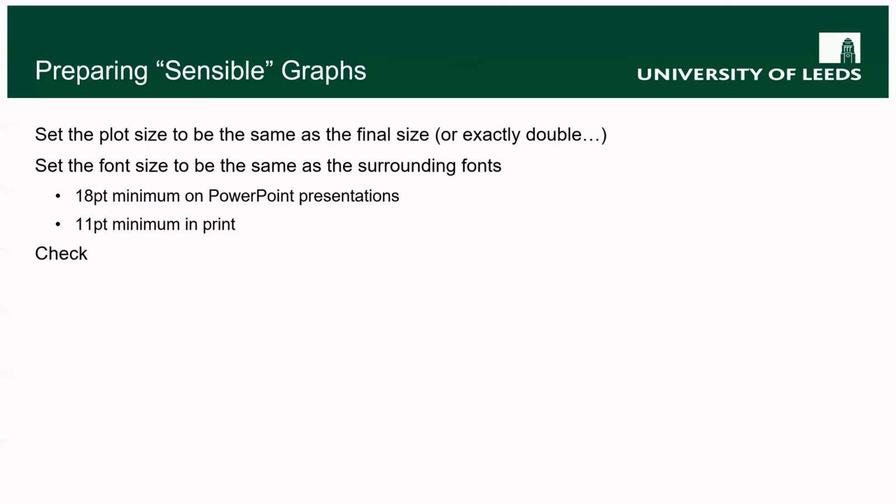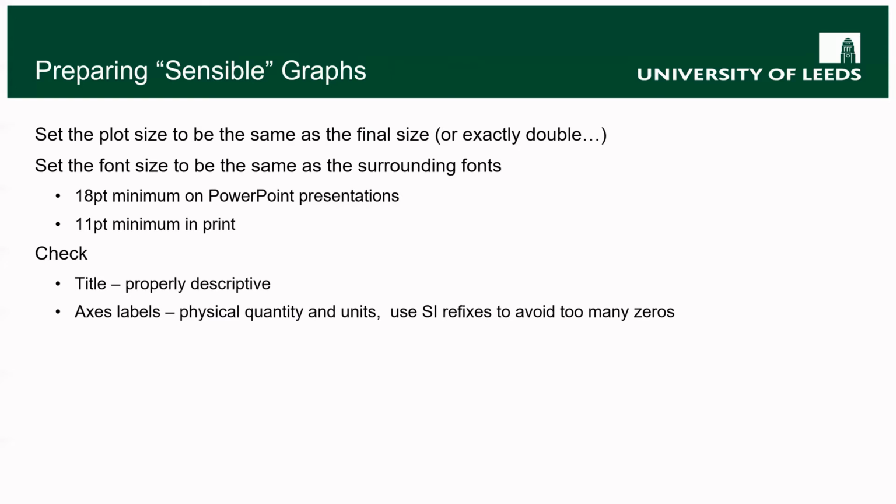So, things to check. Check you've got a title to the figure, and that it's properly descriptive. Check the axes labels are actually a physical quantity in units, and you're using SI prefixes to avoid having too many zeros. So as I said, try and keep the numbers always between 0.1 and 1,000. That's much easier to work out what those numbers actually mean, and then label the units accordingly.